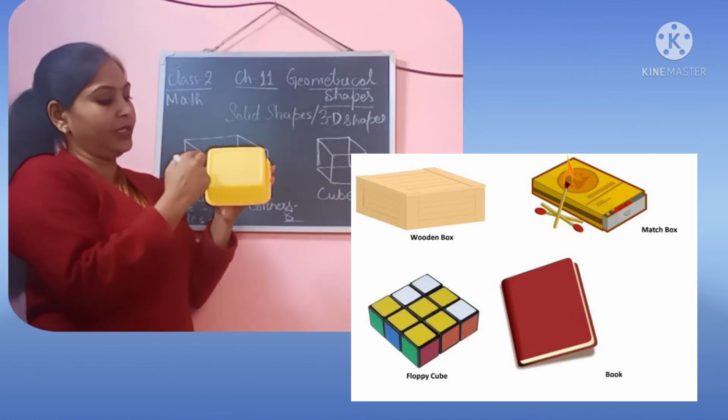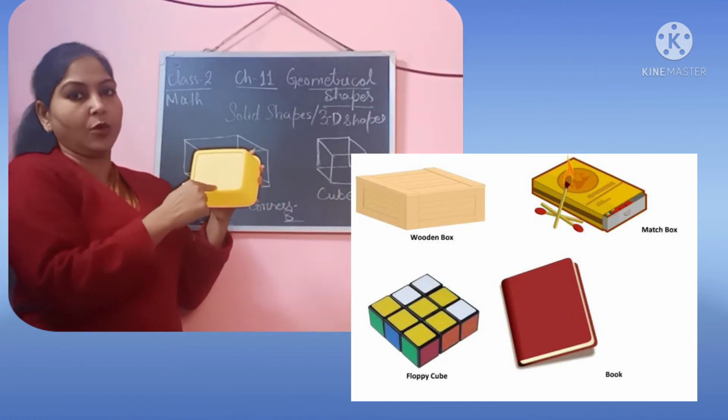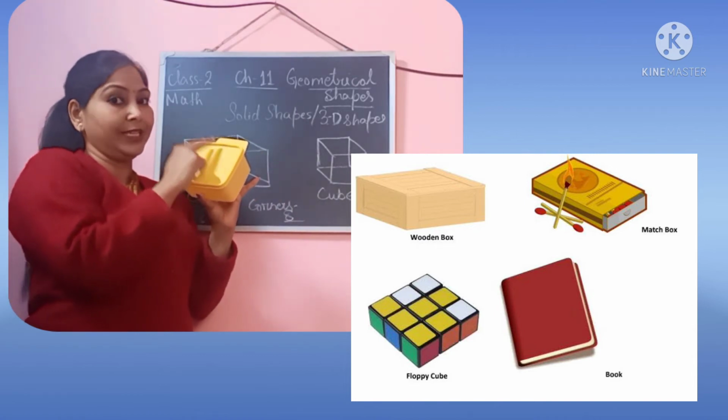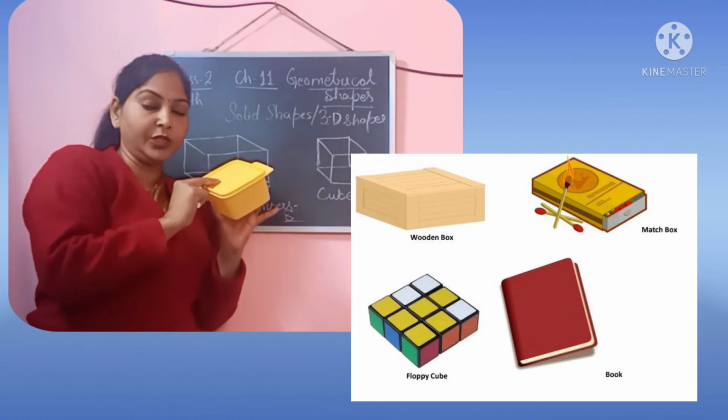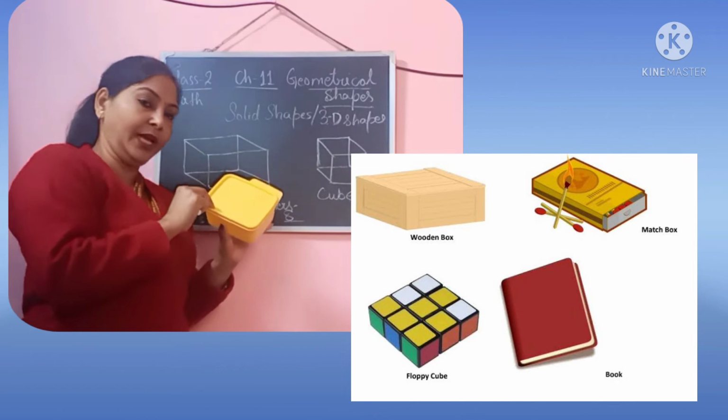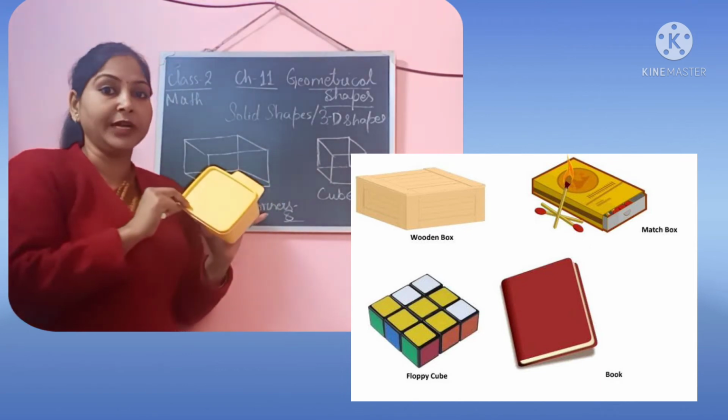In every face you will see opposite sides are equal. And it has 6 faces, 12 edges and 8 corners. That's the property of a cuboid, right? I hope you have understood this.